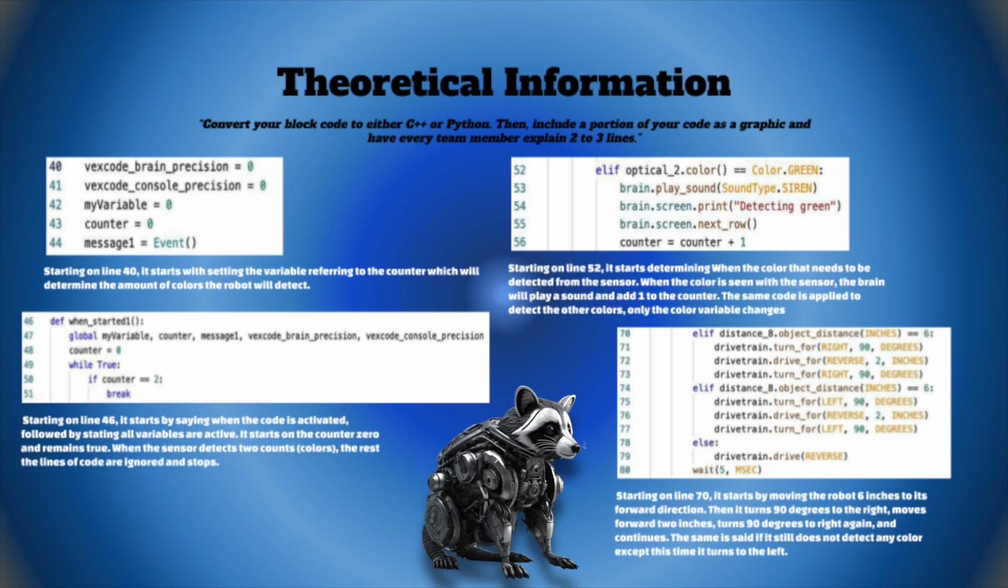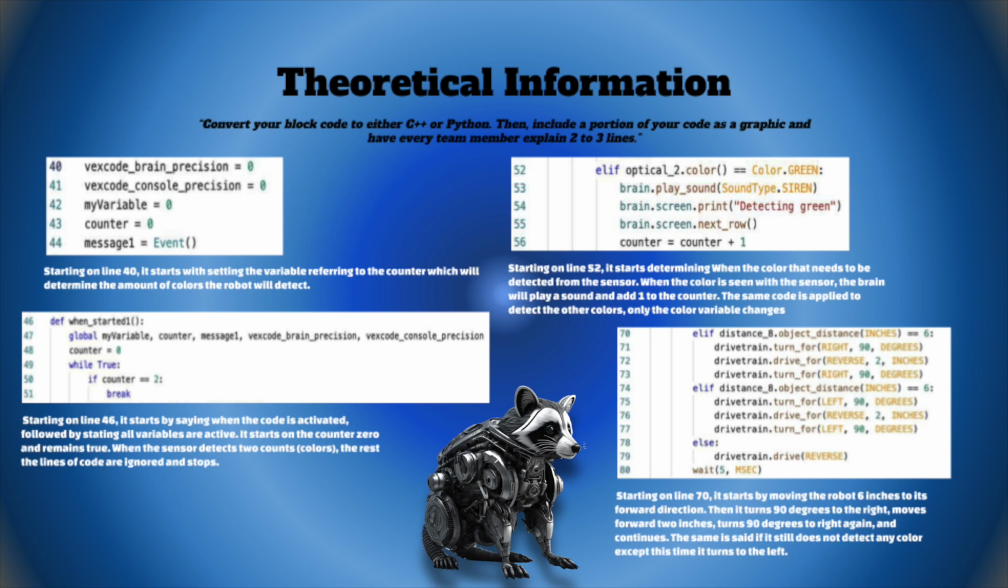Starting on line 52, it starts determining when the color that needs to be detected from the sensor. When the color is seen with the sensor, the brain will play a sound and add 1 to the counter. The same code is applied to detect the other colors. Only the color variable changes.